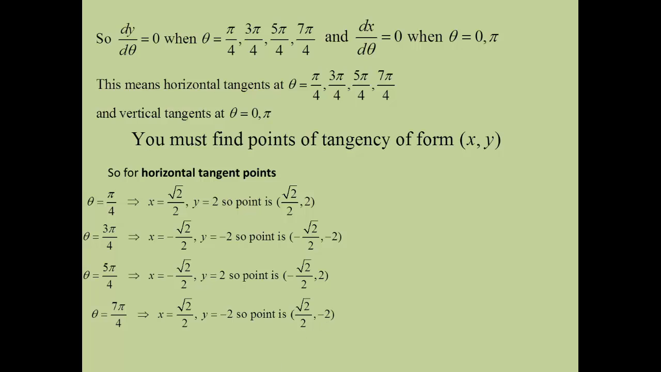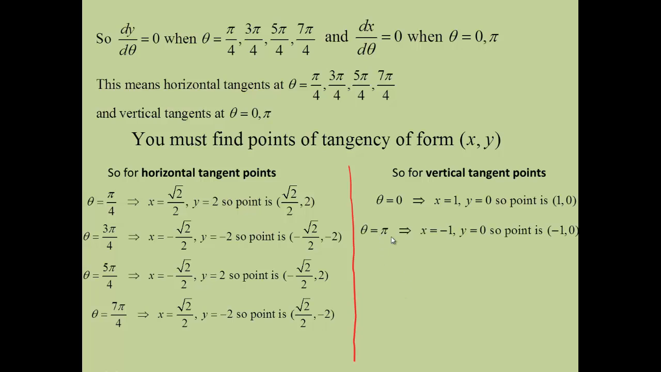So all that's left now will be the vertical tangents. For the vertical tangents, it's the same process. We're going to just take these values for theta and toss them back into the parametric equations to get the x and y coordinate. So if theta is 0, we get x is 1 and y is 0, so that gives us the point 1, 0. And finally, if theta is pi, we get x is -1 and y is 0. So that gives us a second point where there's a vertical tangent. -1, 0.